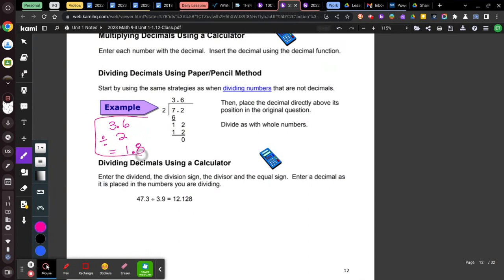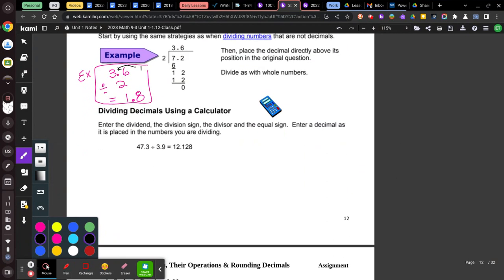Okay, that's a different example. Now, count the number of decimal places. In the first one, I have 1 digit after the decimal. In my second number, I have 0 digits after the decimal. I have a hiding decimal. So what do you notice in my answer? I've got 1 digit after the decimal. Okay, it always uses the least amount when you're dividing.